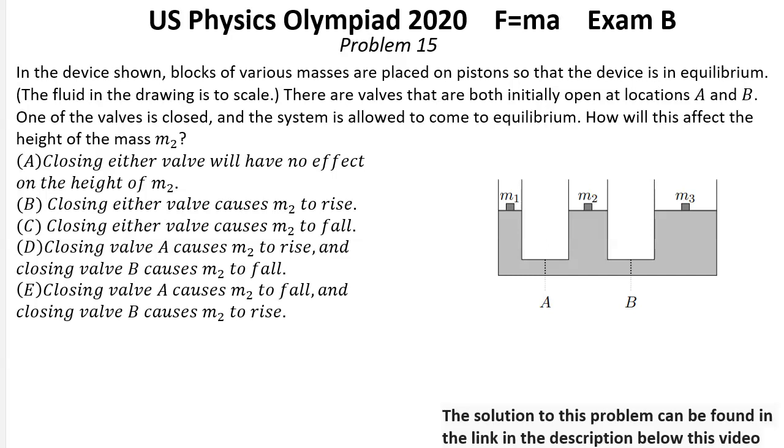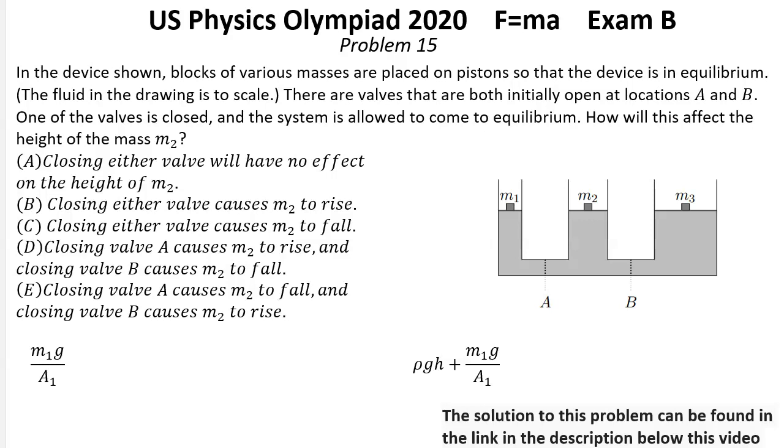Solution for problem number 15. The gauge pressure of the water directly on the block M1 must be M1g over A1, where A1 is the cross-sectional area of the tube containing block M1. The pressure in the horizontal section of the tube is therefore ρgh plus M1g over A1.